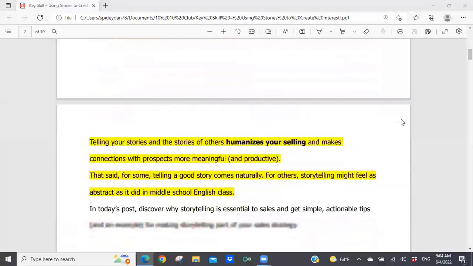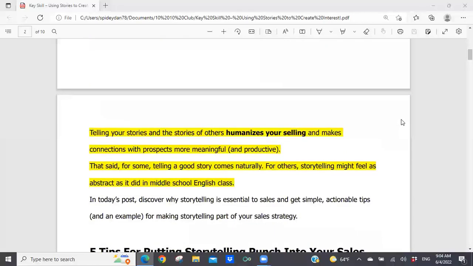And then down here: telling your story and the stories of others humanizes your selling and makes connections with prospects more meaningful and productive. Again, we talked about this in the past. People talk about, well, I just want to share the synergy products.